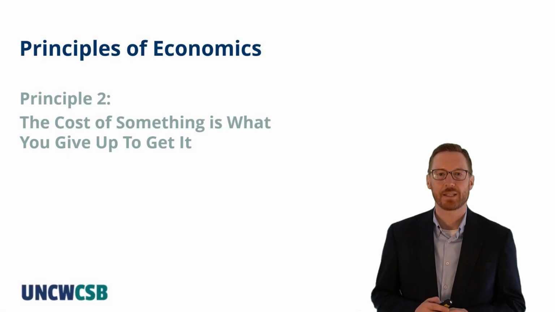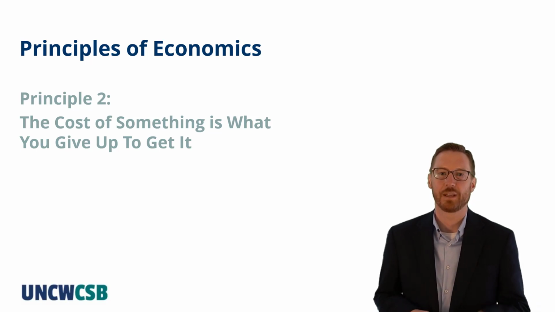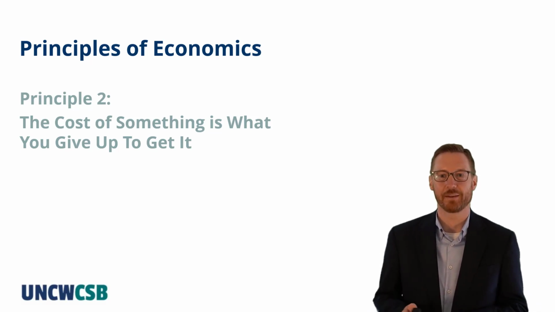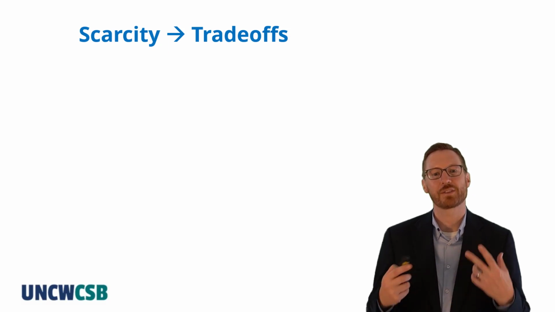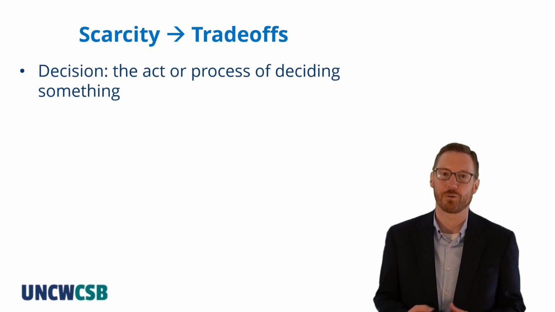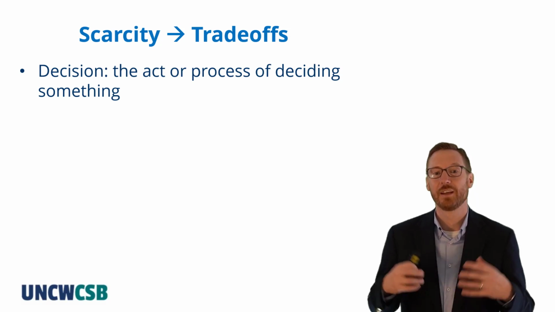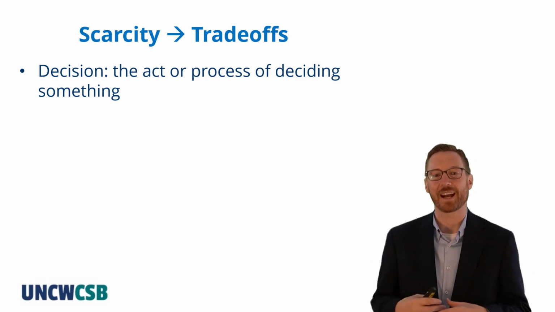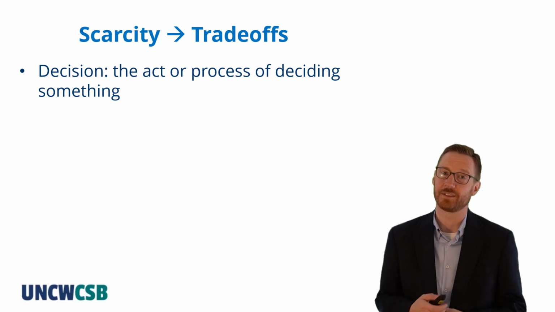Welcome back. Let's talk about our second principle of economics. The cost of something is what you give up to get it. So remember that scarcity leads to trade-offs. And when we have trade-offs, we're going to have to make a decision. A decision is just the act or process of deciding something.